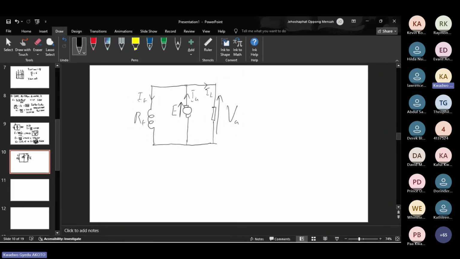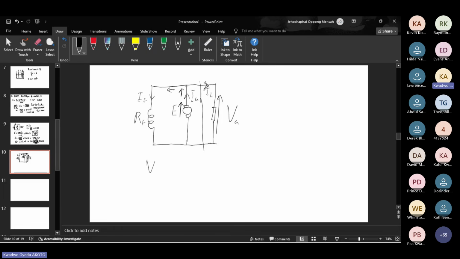once it becomes loaded, or no load, our IF is going to be maximum because whichever current comes from here is going to go through here, right? But once it becomes loaded, our IF is now going to share current with this branch, right? So once it becomes loaded, our IF is going to reduce.